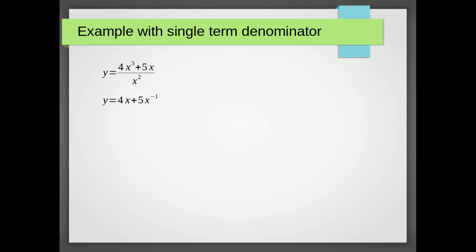So the 4x differentiates to 4, the 5x to the minus 1, well, if we multiply 5 by minus 1 we get minus 5, and take 1 away from minus 1 we get minus 2, so the answer is 4 minus 5x to the minus 2.